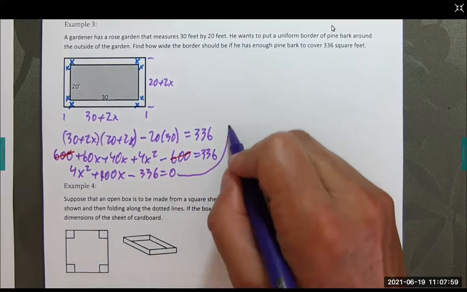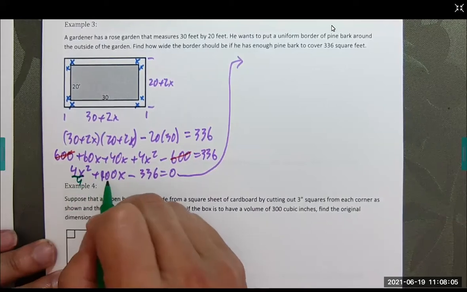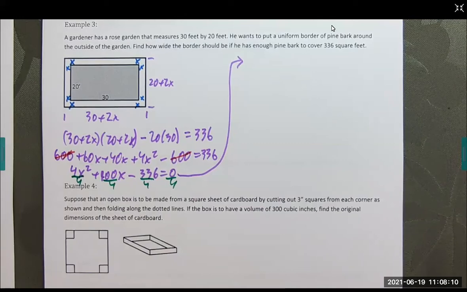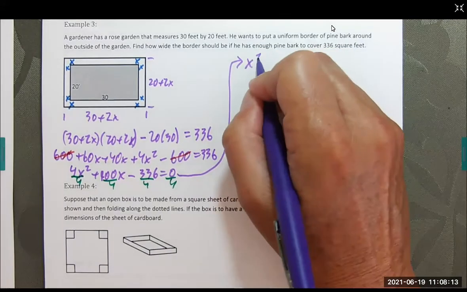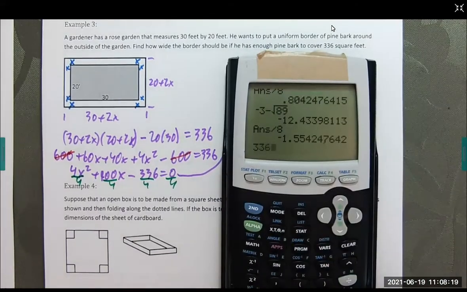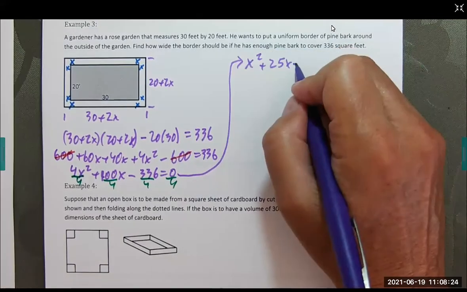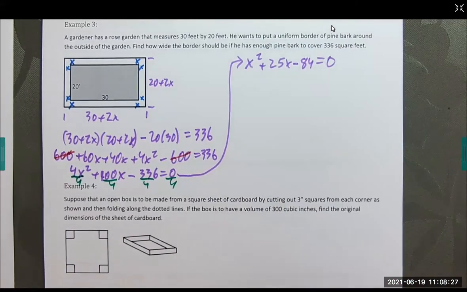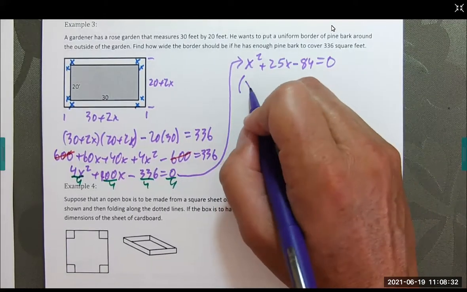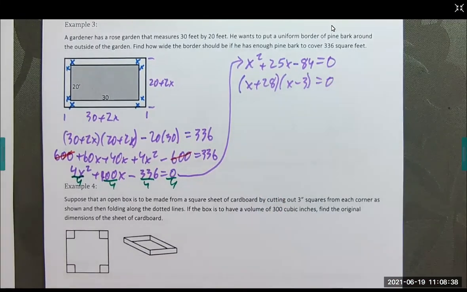Now, we can divide a 4 out of that. So I'm going to divide through by 4. And I get x squared plus 25x, let's see, 336 divided by 4, 84, minus 84 equals 0. And this one is factorable. x plus 28, x minus 3. Of course, if you didn't see that it was factorable, you could certainly use the quadratic formula.